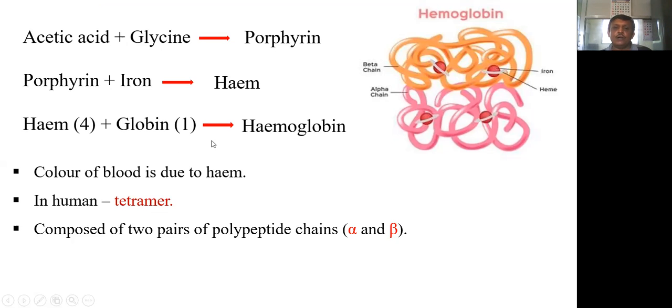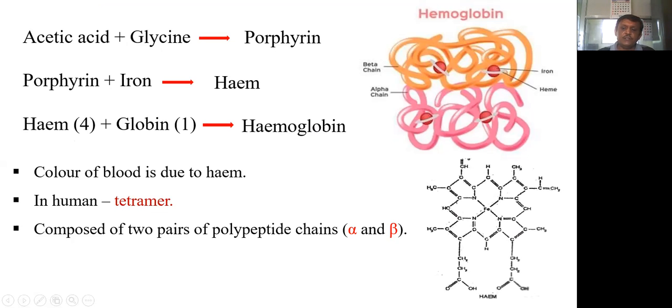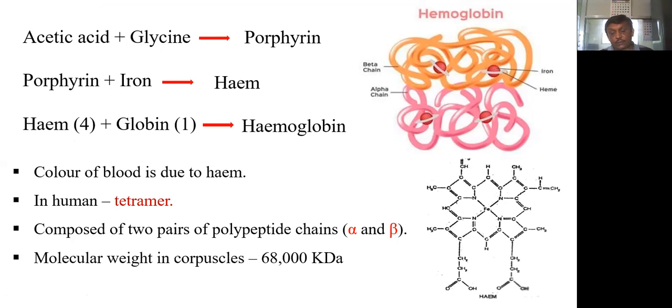So as we have said, four heme combine with one globin to produce hemoglobin. So this one globin, that means one complex protein molecule, consists of four polypeptide chains, two alpha chains and two beta chains. And all these chains combine together along with heme to produce such a conjugate protein, that is hemoglobin. This is the structural formula of hemoglobin. In the lower diagram you can see the molecular weight of hemoglobin is approximately 68,000 kilodaltons.